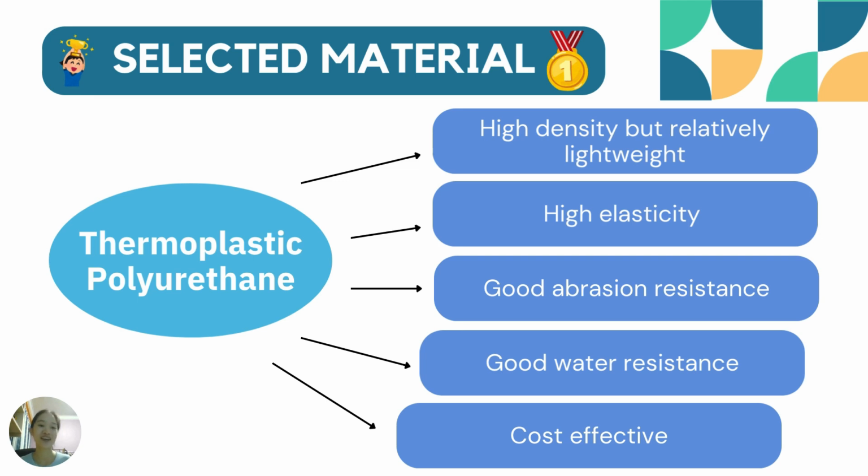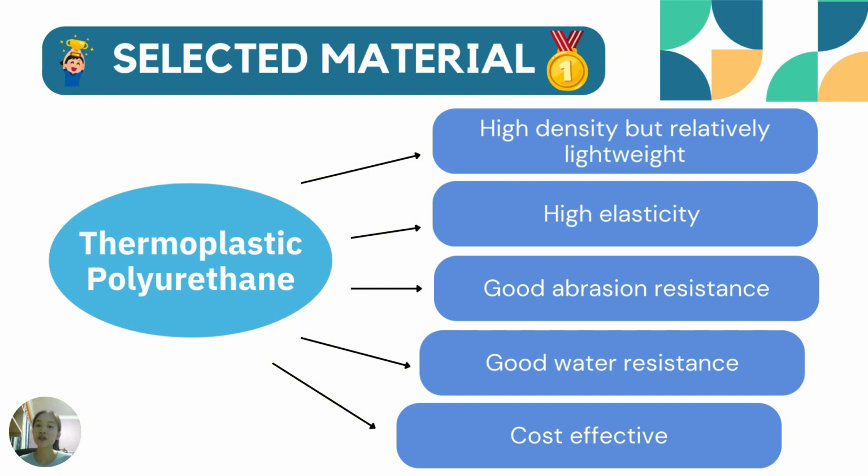Now, here's why. Firstly, TPU offers high density, ensuring better ball deflection and energy transfer while still being relatively lightweight for comfortable handling. It also boasts excellent elasticity, allowing greater energy return and a better transfer of kinetic energy during the play. This translates to more powerful and responsive shots.